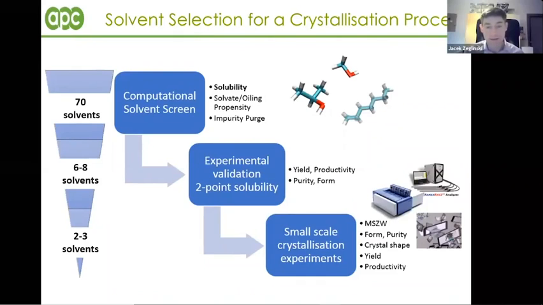And then, having those few promising solvents identified, we do experimental validation, so we do experimental solubility. Usually this is HPLC solubility determination. And then we check for crystal form, for purity, and some other parameters. And then we narrow it down to two, three, or even one solvent, which is our winner, let's say, in this competition. And then we do small-scale crystallization experiments, and then we scale it up and develop the full process.